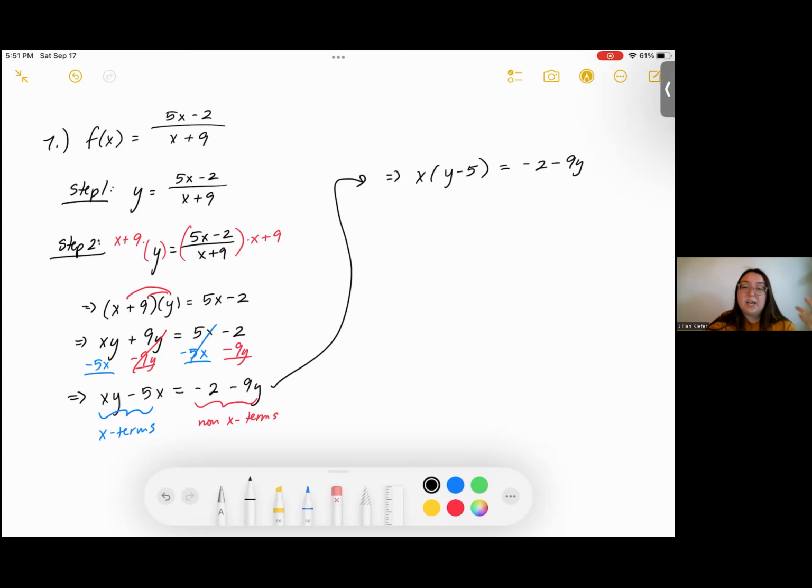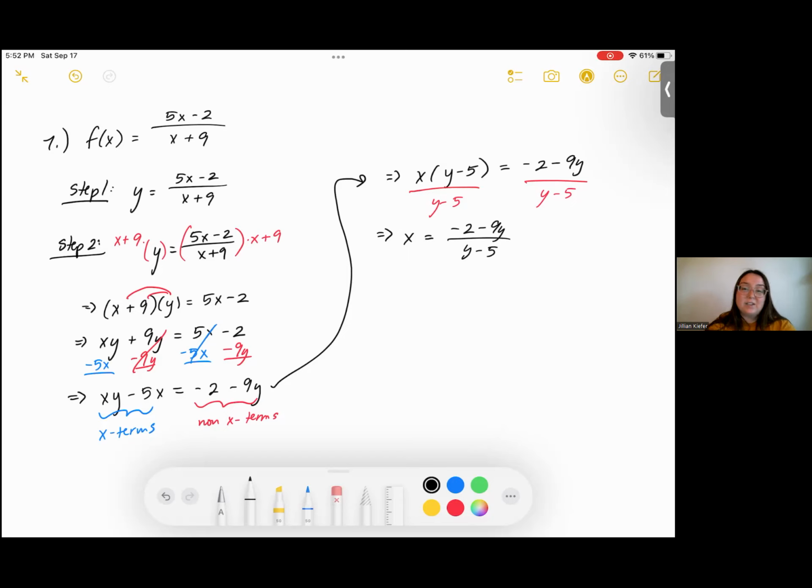Since we now have the x by itself and it's just multiplying y minus 5, we want to get rid of that y minus 5. We want x by itself on the left-hand side. The only way to do that now is to divide each side by y minus 5. We don't really care how ugly the right-hand side gets, as long as x is by itself. So we now have that x is equal to negative 2 minus 9y divided by y minus 5.